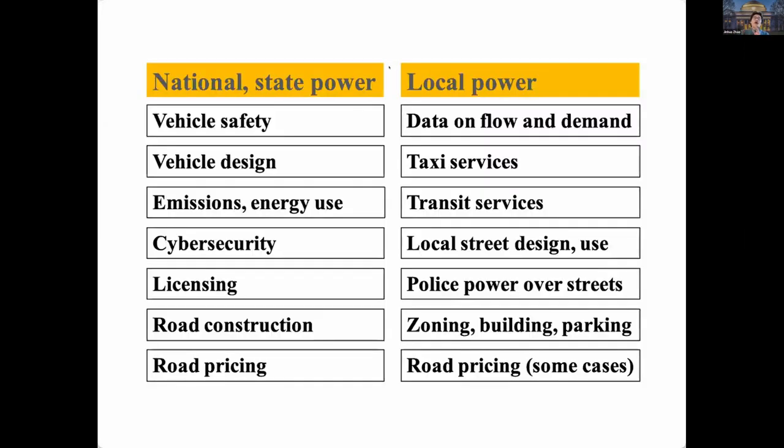Here I also try to differentiate, in the United States context, between the national government role and the local government role. The national government mostly handles safety and emissions, while the local government is where the particulars come in. They mostly manage taxi services, data, local street design, policing, zoning, and road pricing. So you'll find there's a whole set of local powers that will interact with this.